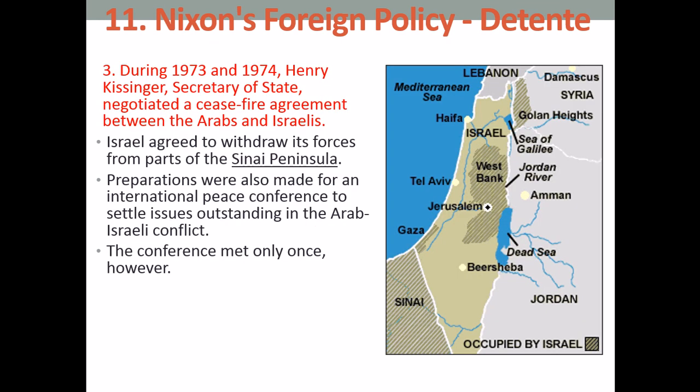Because of this, Nixon is going to send Henry Kissinger, Secretary of State, to negotiate a ceasefire in this Yom Kippur War. And so he does. He goes there, and he gets both sides to sit at the negotiation tables. Israel does agree to withdraw its forces from parts of the Sinai Peninsula, so Egypt kind of gets what it wants.